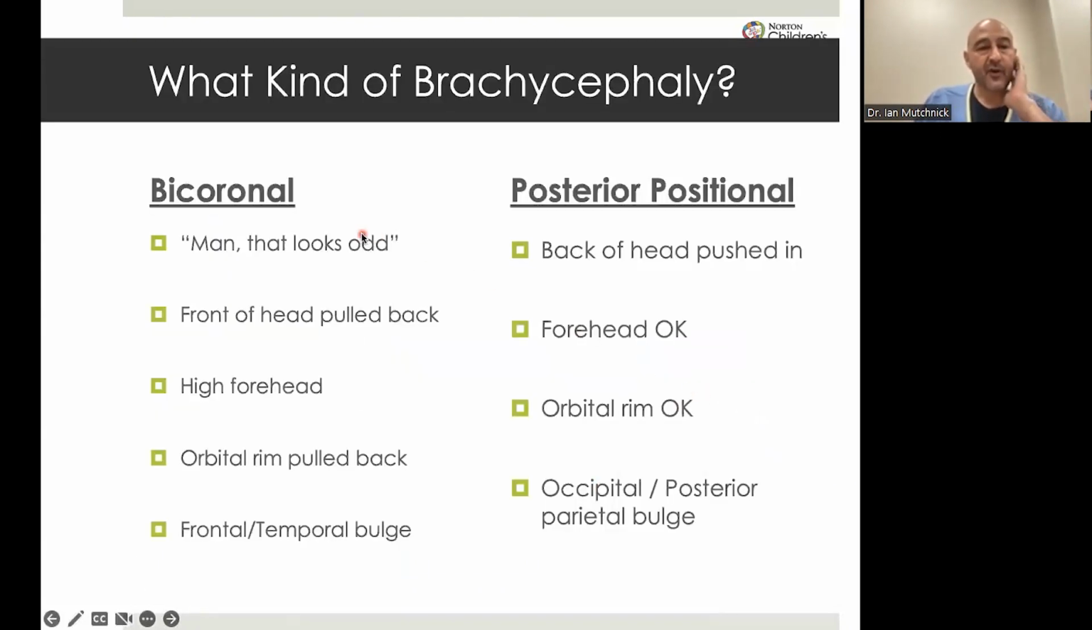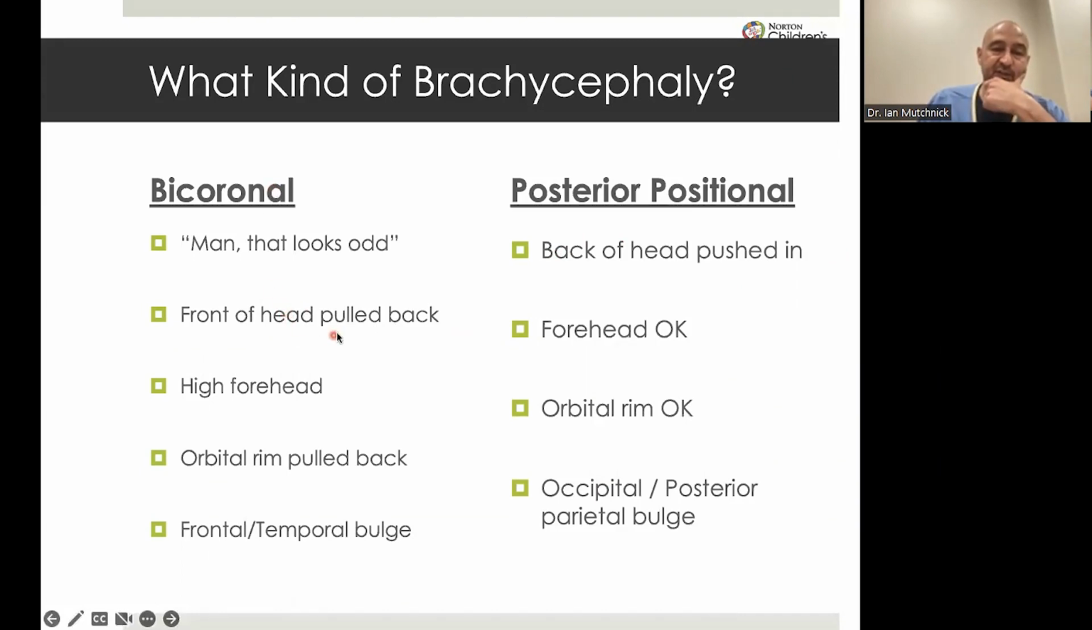normal. Okay, and I think this is a summary slide. Is this posterior positional plagiocephaly or is this bicoronal synostosis? If you look at this kid with brachycephaly and you go, wow, that looks weird, send them to us. If this just looks like the back of their head got pushed in, then less likely to send to us.